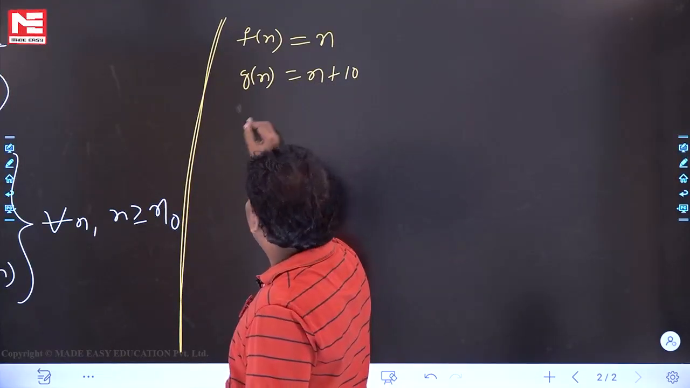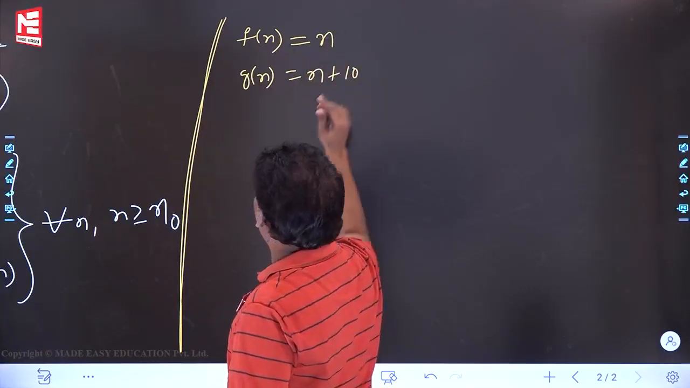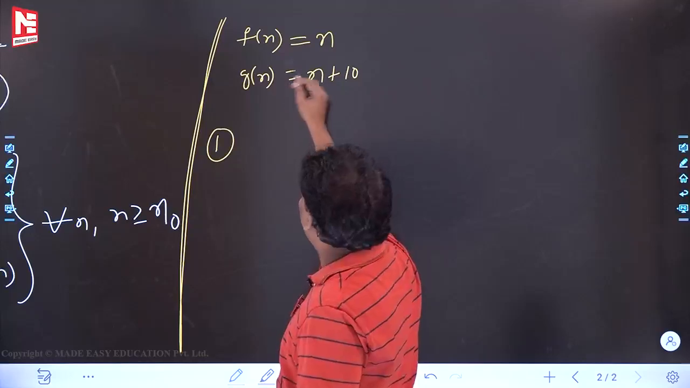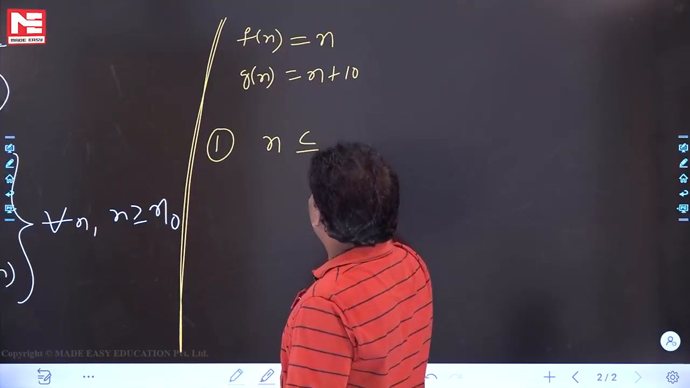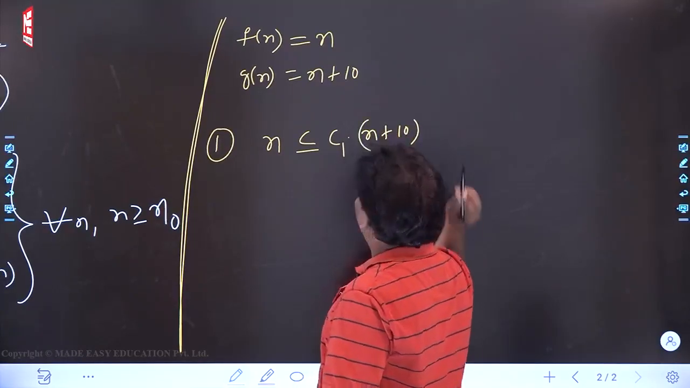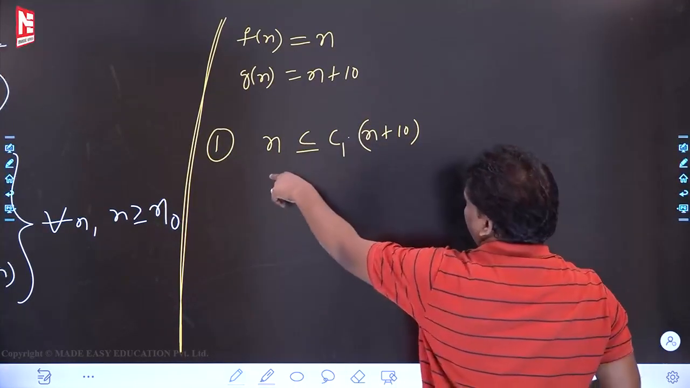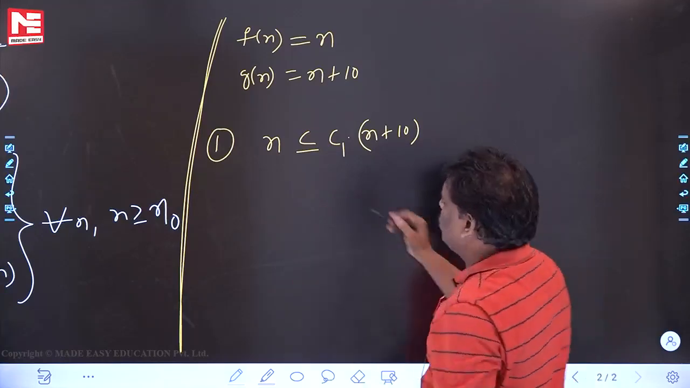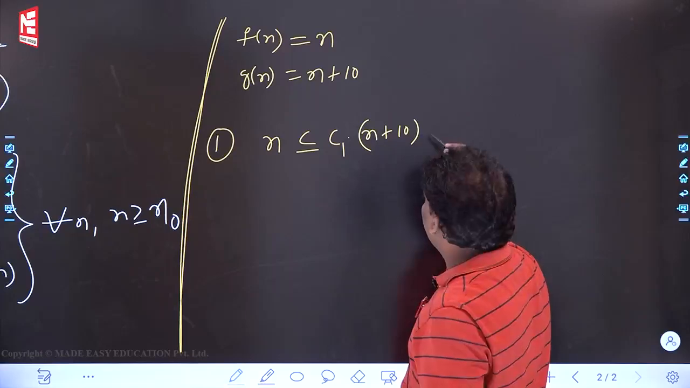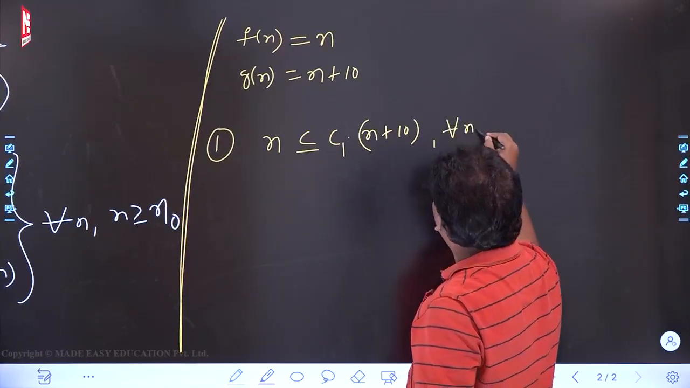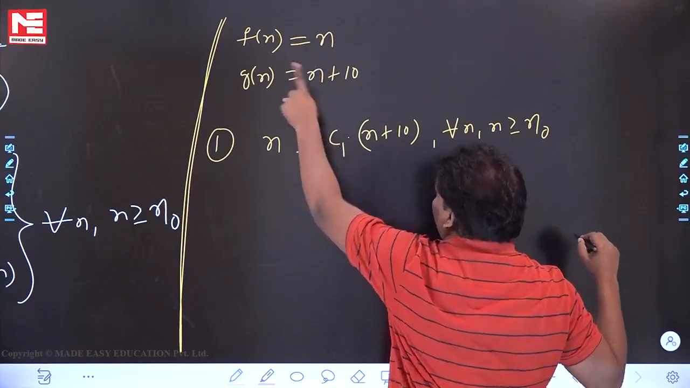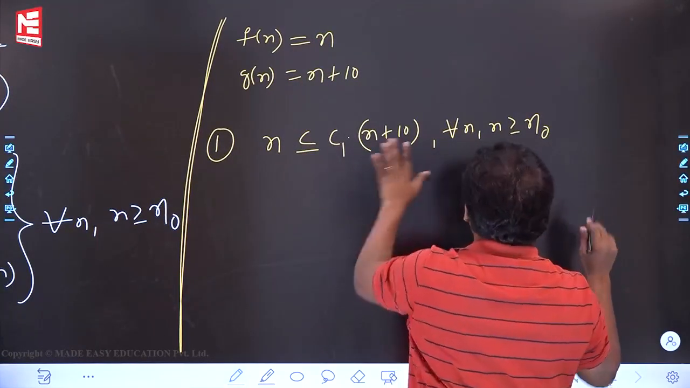First one. See the first one. f of n is equal to this, g of n is equal to this. I want to prove like this one. So what is the f of n? n less than or equal to some c1 into g of n. What is the answer? n plus 10. Right? f of n is n, g of n is n plus 10. I want to prove n is less than or equal to some c1 into n plus 10, for all n where n is greater than or equal to n0. Between f and g, I am trying for big O.